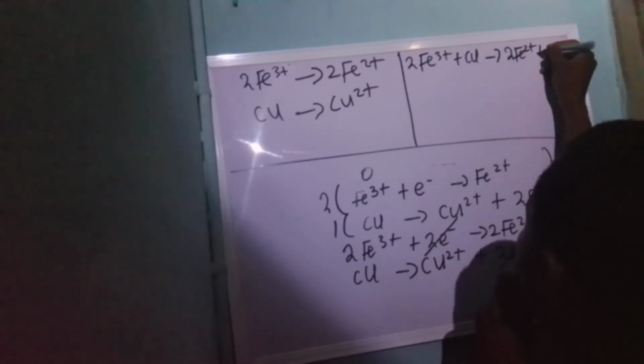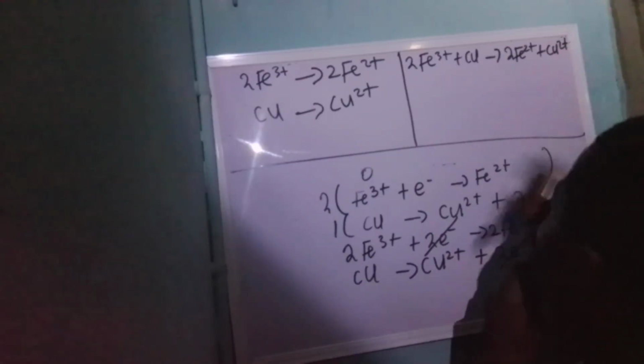2Fe3+ and Cu2+. Now let's check if it's balanced. What are the coefficients that we have here? 2 times plus 3 is plus 6. Here we have 1 times 0. So 6 plus 0, I have 6 here.